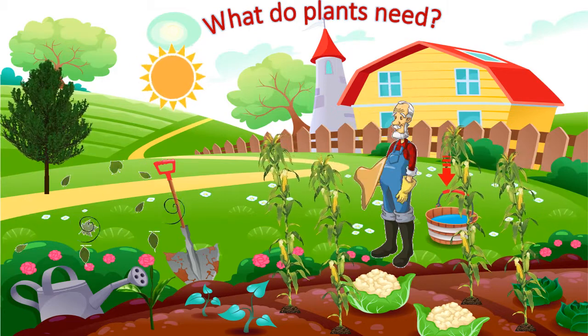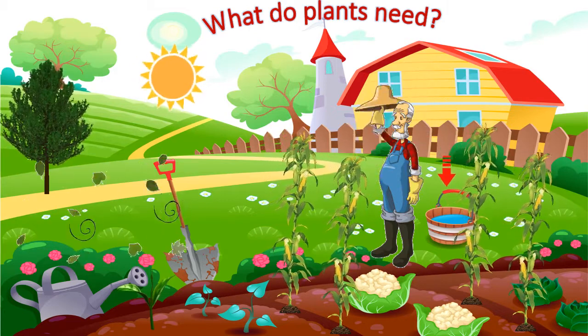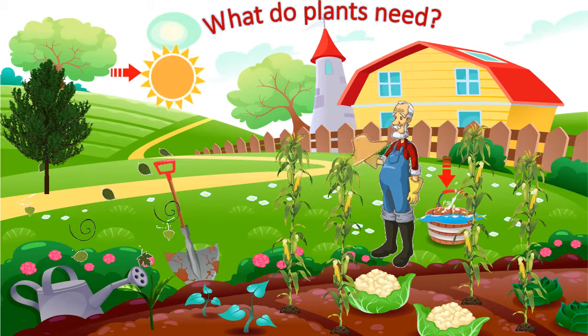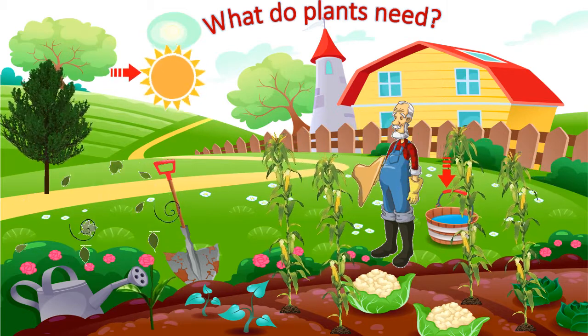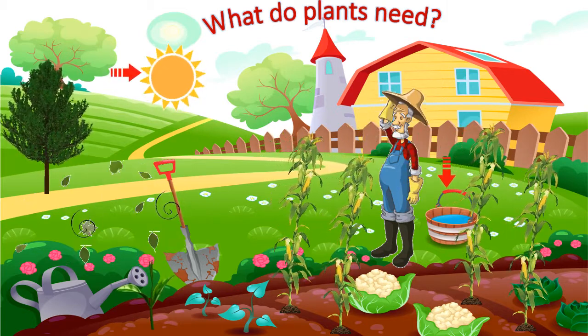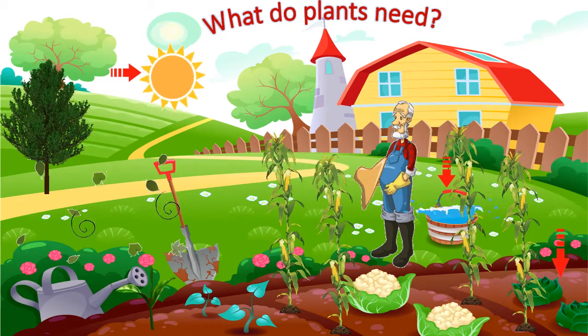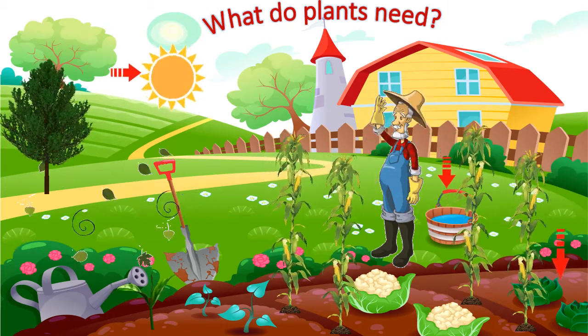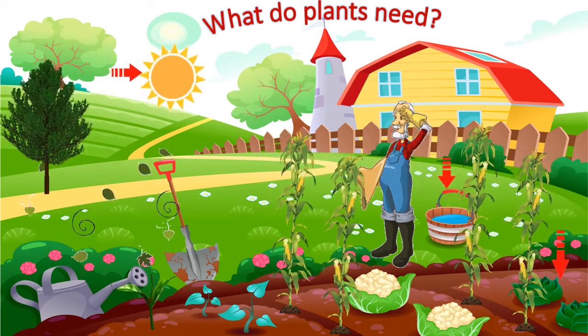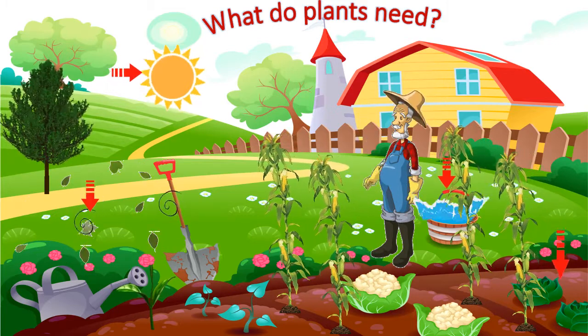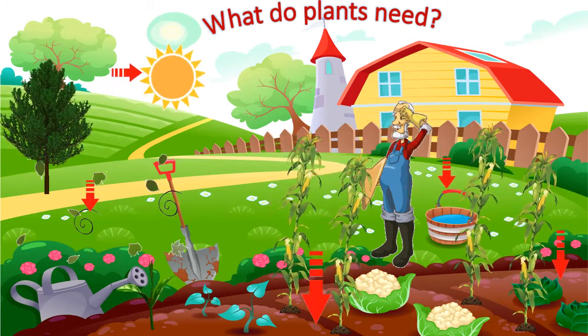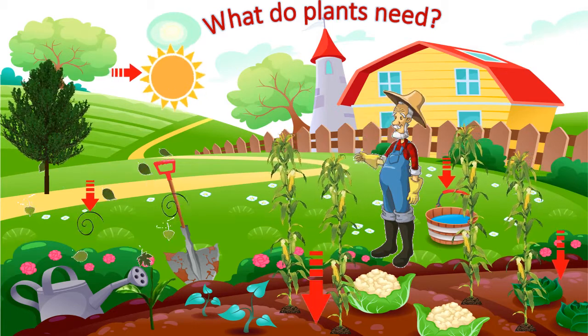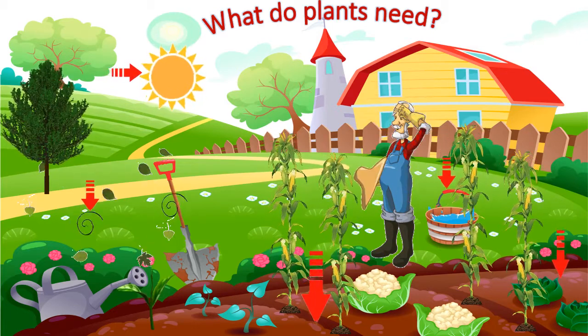Plants need water. They also need sun. Plants need soil to live and grow. They also need air and space. Did you remember the basic needs of the plants?